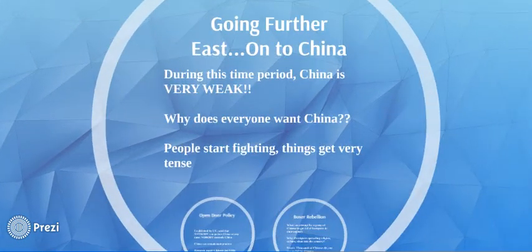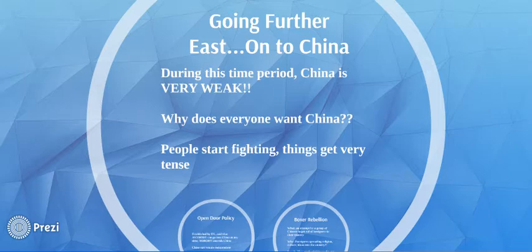All right, the next one. We are going to now move on to China, so we're going further east. So we're halfway now to China. We may as well make the whole visit. During this time period, China is very, very weak, and everybody wants China because of the amazing resources that they have. Spices, rice, silk, all fantastic resources that people want from China.